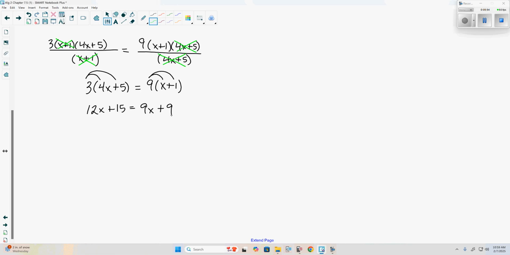Now, since all of our x's, we don't have an x squared, we just have an x to the first power. We just need to get x on one side, everything else on the other. So what can we do to do that? What can we do to get x by itself?